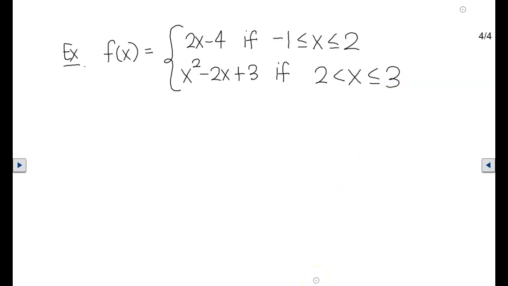So I want you to notice that in the two domains you do have 2 in both of them. 2 is included up here because it says that x can be less than or equal to 2. So x can actually be equal to 2 up here. Down here it says that 2 is less than x. So notice that the 2 cannot be the x value in that particular function. So this is the domain that will cause you to use the first piece. This is the domain that will cause you to use the second piece. All right, so let's try some problems.